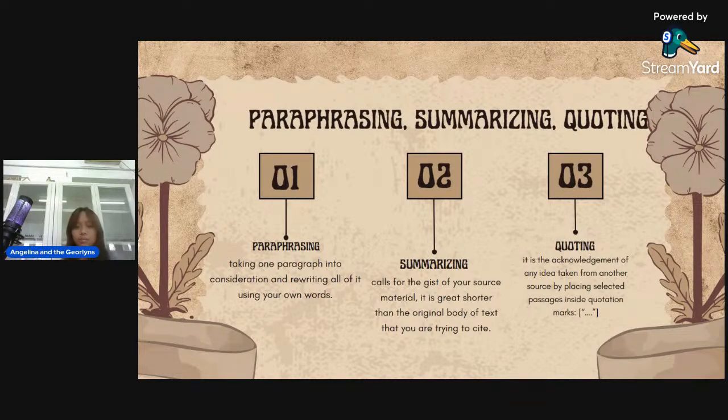Quoting is the acknowledgement of any idea taken from another source by placing selected passages inside quotation marks. You are acknowledging that the idea you took is not yours and it is from another author or someone else, and you are not claiming it. You are just acknowledging what they have said. So you should put quotation marks.